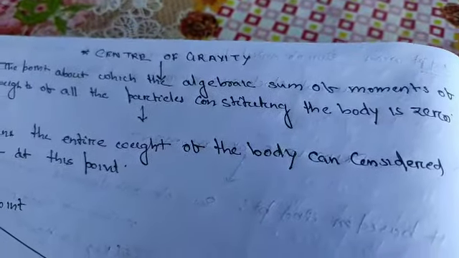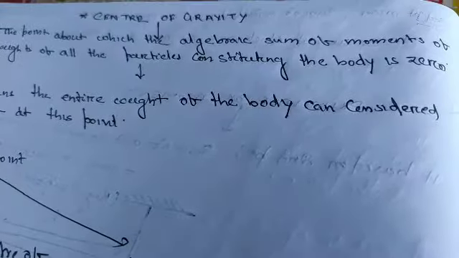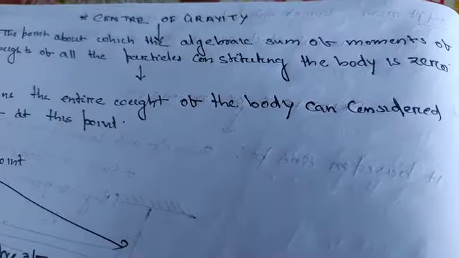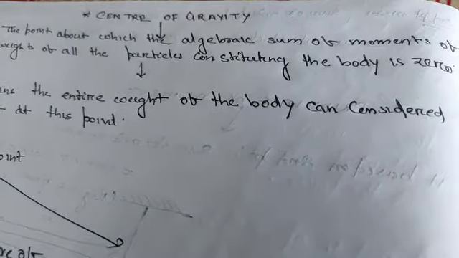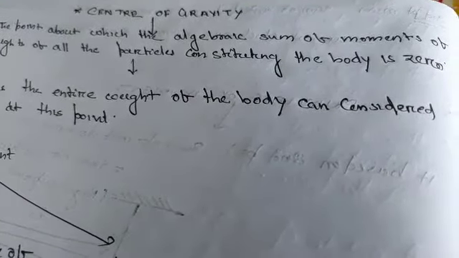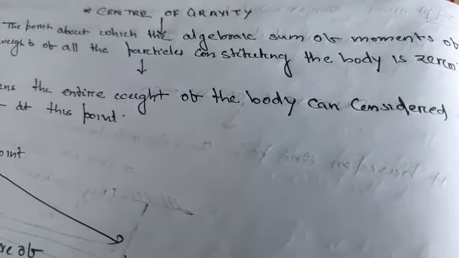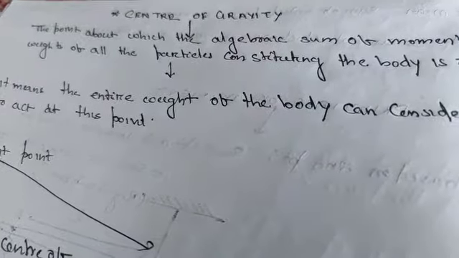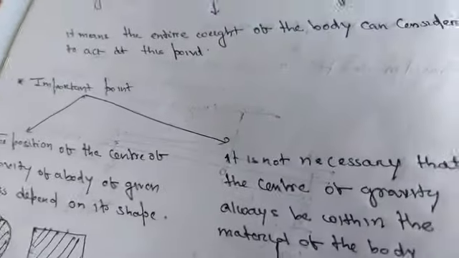The point about which the algebraic sum of the moments of the weights of all the particles constituting the body will be 0. Means the point where you have to consider the algebraic moment of the weights, W1 plus W2 plus W3, all if you add, the net resultant will be 0. Okay. So some important points again you have to remember for the center of gravity.